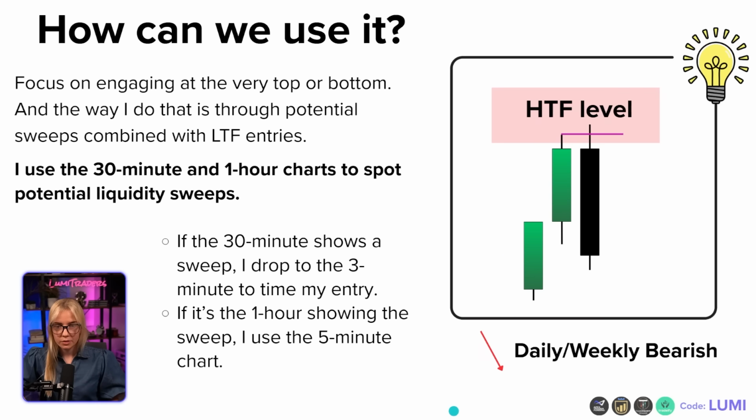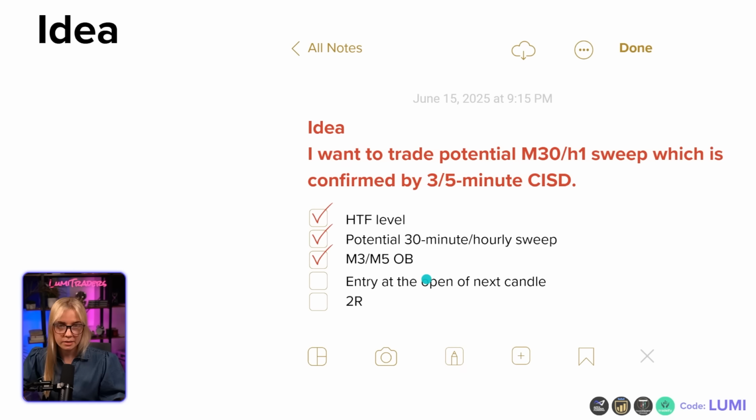Here's an example. So we're inside a daily, weekly bearish trend. We just traded into an hourly or 30-minute or 15-minute high time frame level. What can I see over here? For example, we can see a potential 30-minute sweep. This means if it's going to be a potential 30-minute sweep, I must switch to the 3-minute chart to look for my entry. If it's going to be a potential hourly sweep over here, I will switch to the 5-minute chart. Okay guys, our idea: I want to trade a potential 30-minute or hourly sweep, which is confirmed by a 3 or 5-minute change in the state of delivery.